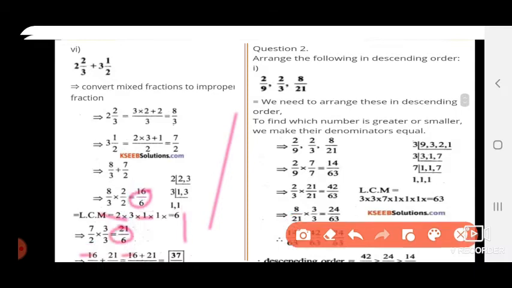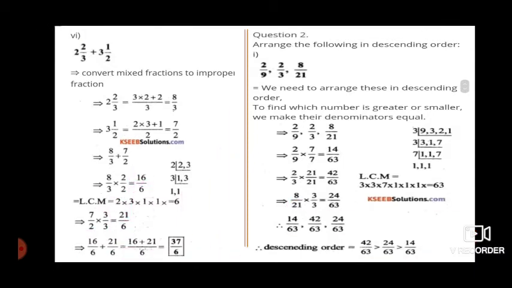Arrange the following in descending order. Descending order means from the bigger to smaller. Okay, so first, children, how can we compare the fractions? Here also, like fractions only will play a key role. If the denominators are equal, then we can compare the numerators. But if the denominators are different, then we cannot compare. So first we have to convert the denominators into like denominators. What are the denominators we are having here? 9, 3, 21. So first take the LCM.